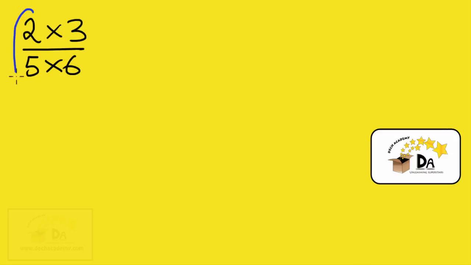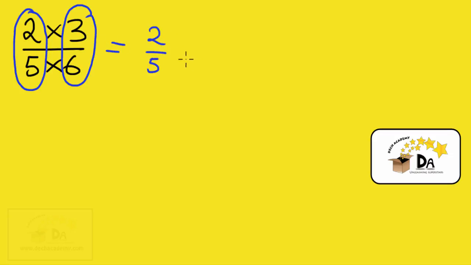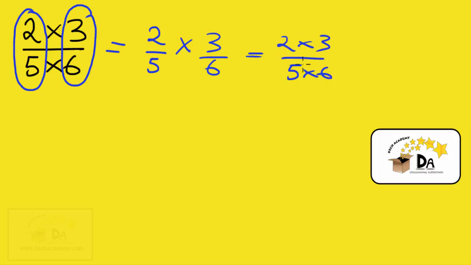Here's the same concept, but this time I'm going to use numbers. So 2 times 3 over 5 times 6 can be broken down into two fractions. Here's one fraction. I just pick a numerator term and a denominator term and I form a fraction. Here's another fraction. I pick a numerator term and a denominator term. And this gives 2 over 5, first fraction, times 3 over 6, second fraction. Doing so gives 2 times 3 over 5 times 6, which is the same as the original fraction.